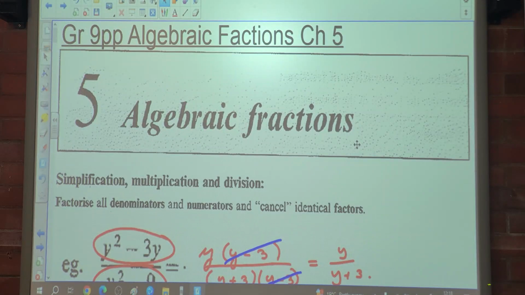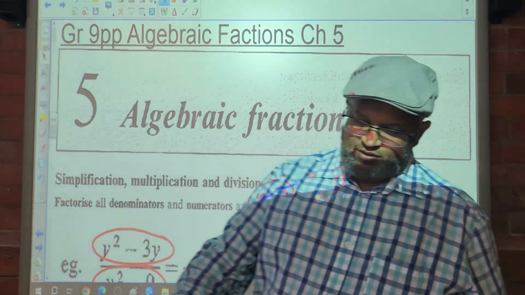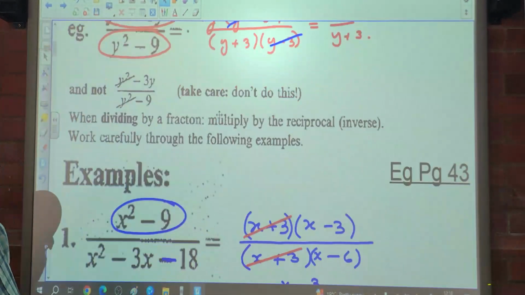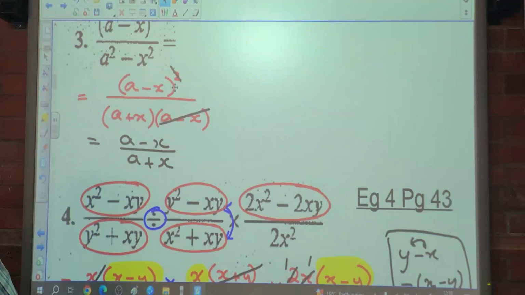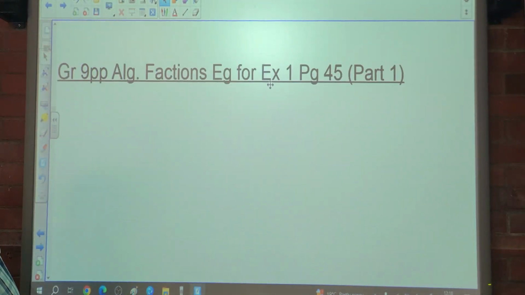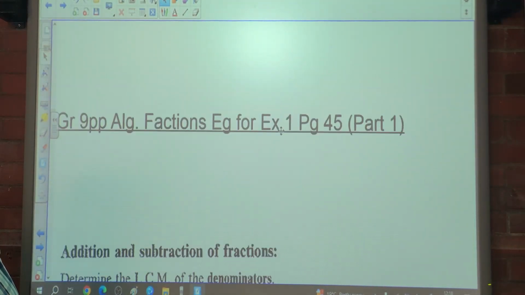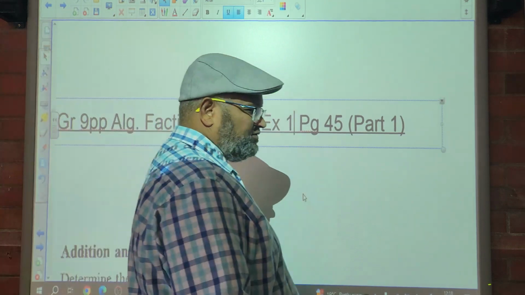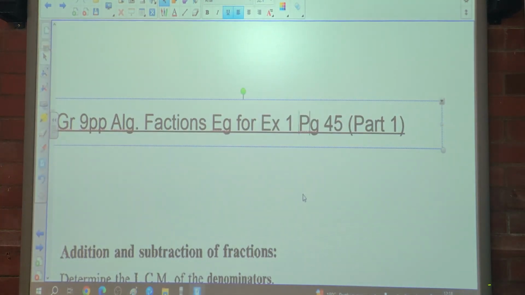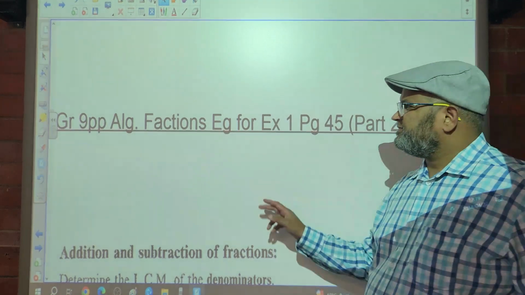Okay, good afternoon class. So today we're looking at algebraic fractions part 2. In our previous lesson we looked at multiplication and division only. In today's lesson we're going to look at addition and subtraction. And of course this is still example exercise 1, because there is only one exercise and it's on page 45, but it's part 2. Alright.